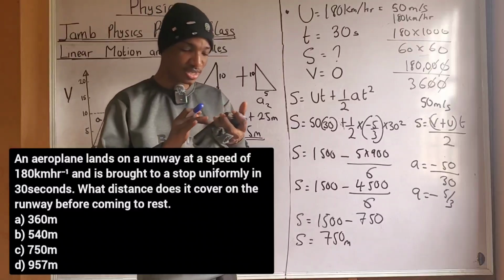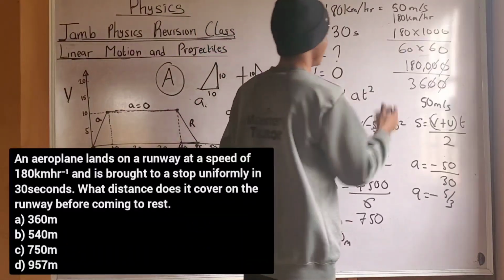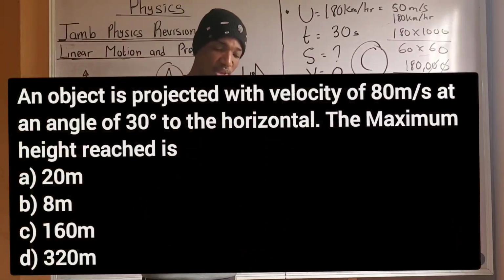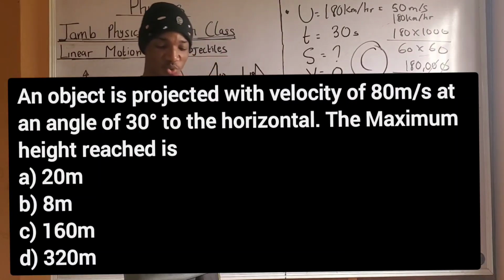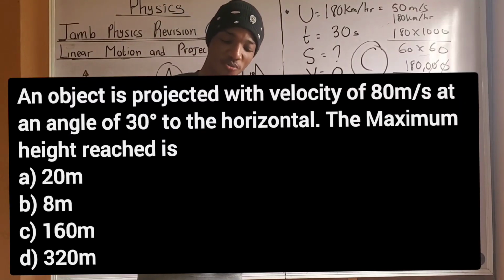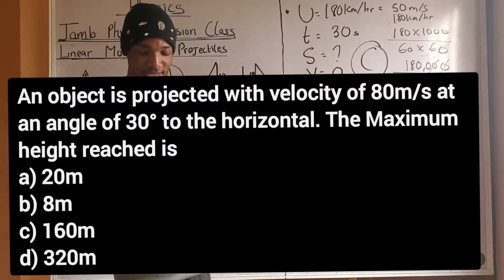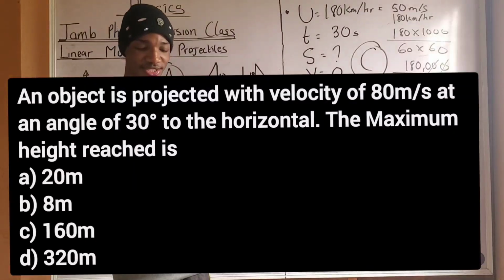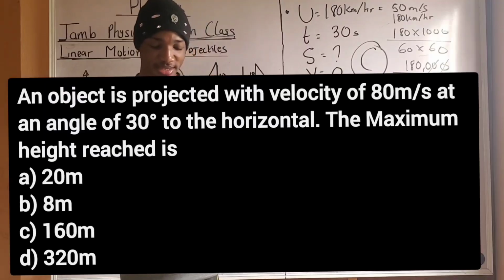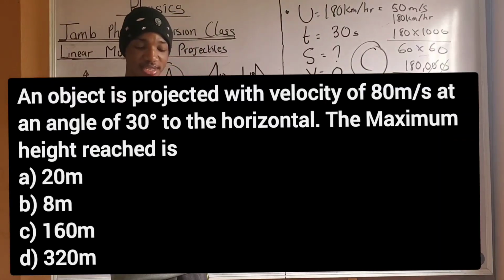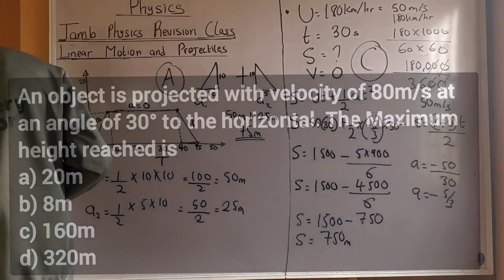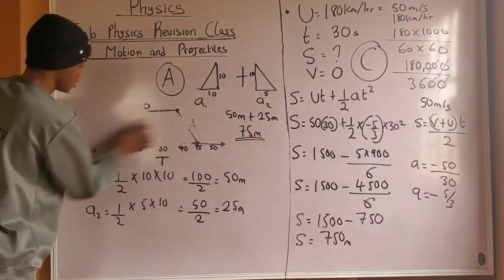The correct option to that question is option C, okay? Option C is correct. An object is projected with velocity of 80 meters per second at an angle of 30 degrees to the horizontal. The maximum height reached is A 20 meter, B 80 meter, C 160 meter, D 320 meter. Okay, please kindly pay attention. Let me quickly erase this.